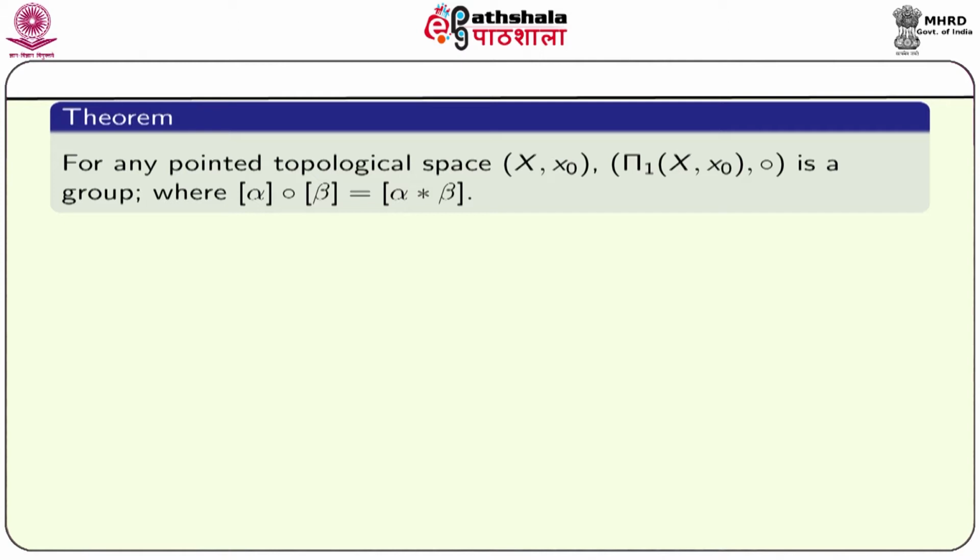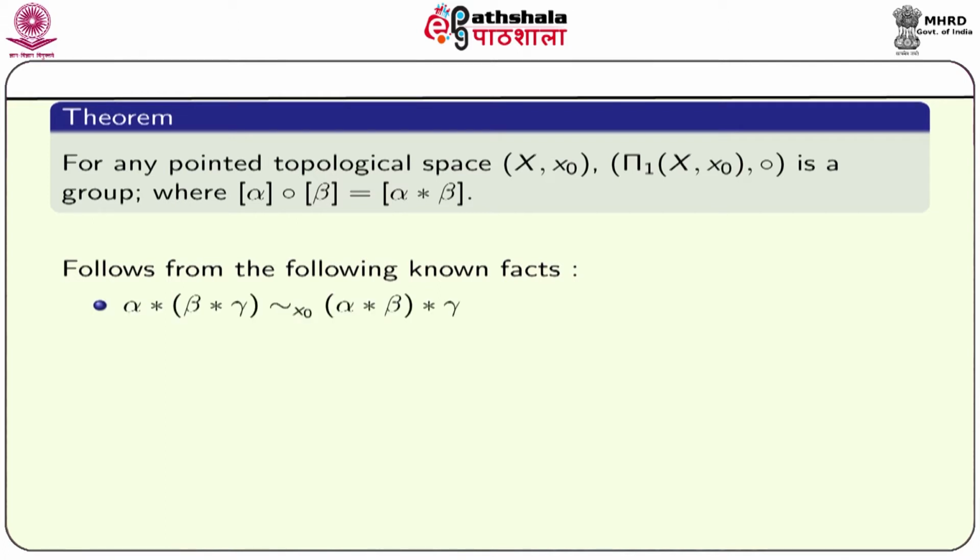Now, for any pointed topological space (X, x0), if we take the collection of all equivalence classes of loops based at x0, that means the collection π1(X, x0), then π1(X, x0) with this composition, defined as class α composed with class β equal to class α star β, forms a group. This follows from the following facts that we have already seen earlier, that (α star β) star γ is path homotopic to α star (β star γ). So, the composition of equivalence classes is associative.